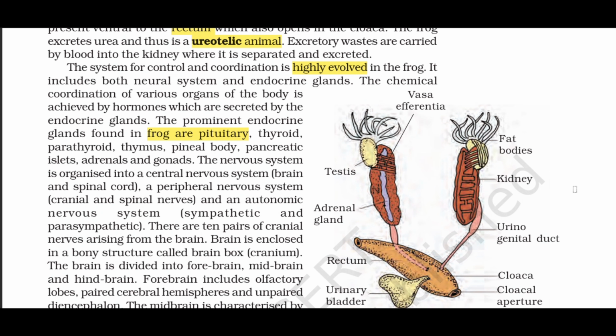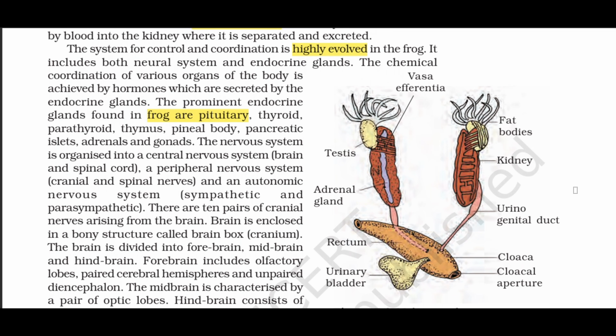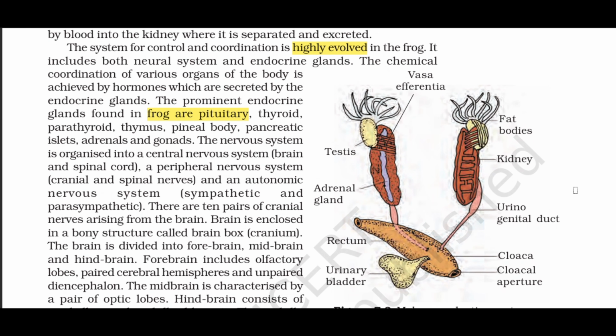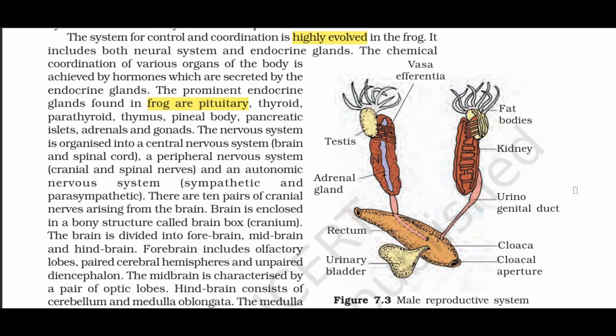The nervous system is organized into a central nervous system, brain and spinal cord, a peripheral nervous system, cranial and spinal nerves, and an autonomic nervous system, sympathetic and parasympathetic. There are 10 pairs of cranial nerves arising from the brain. Brain is enclosed in a bony structure called brain box, cranium.